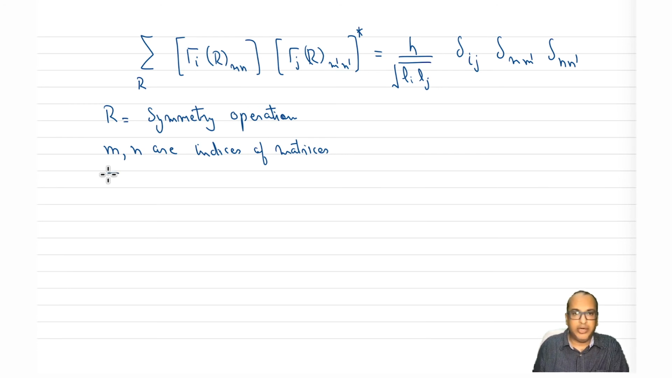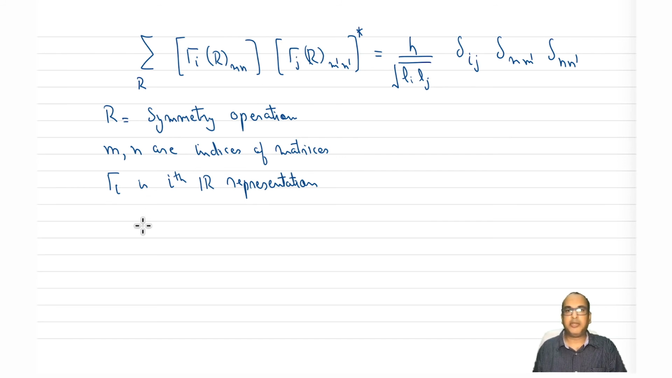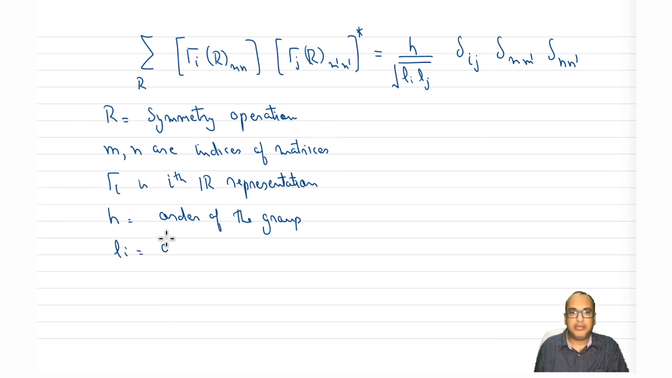Okay, and then tau i is the ith irreducible representation. Okay, so tau j is the jth irreducible representation, and so on. h is the order of the group, we all know that, and li is the dimension of the ith irreducible representation. Okay, or we can say the dimension of tau i.